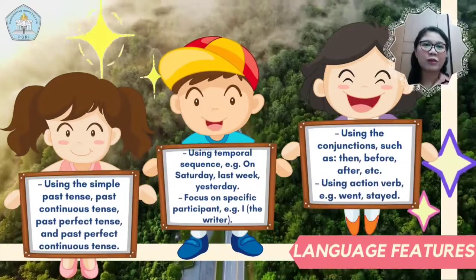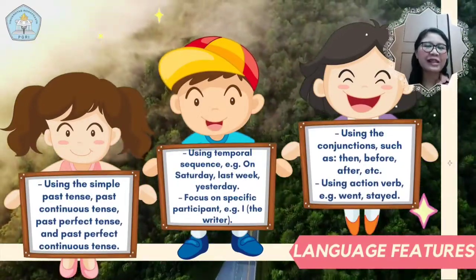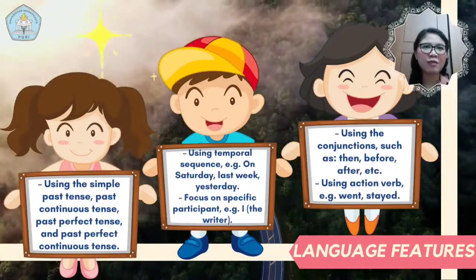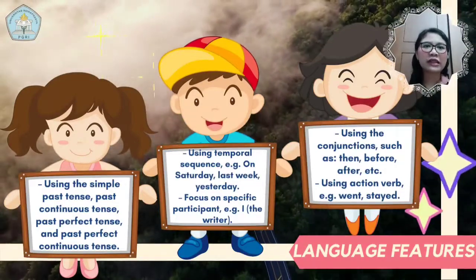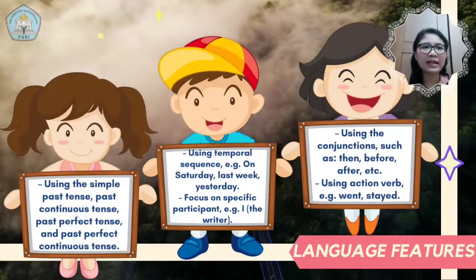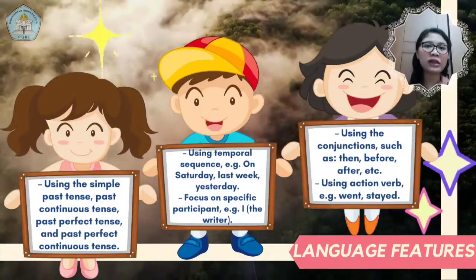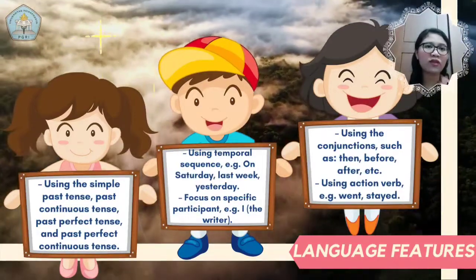Next, I'm going to explain the language features that are used in recount text. The first, simple past tense. It is used in most recounts, but present tense may be used to create immediacy. The second, recount text uses temporal sequence, for example on Saturday, last week, and yesterday. Next, it is focused on specific participants. A specific participant is the subject of the story.